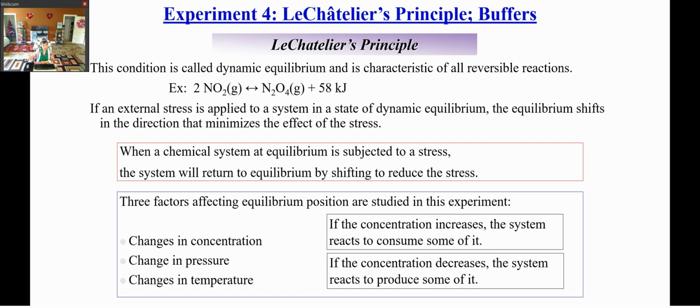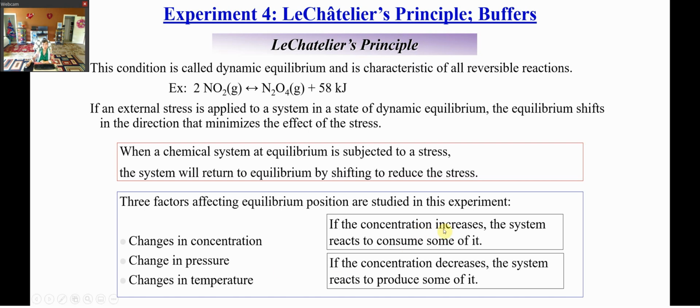What does this mean? When a system at equilibrium is subject to a stress, the system returns to equilibrium by shifting to reduce the stress. For example, there are several factors affecting the equilibrium position. Number one, changes in concentration. Number two, changes in temperature. Number three, changes in pressure.